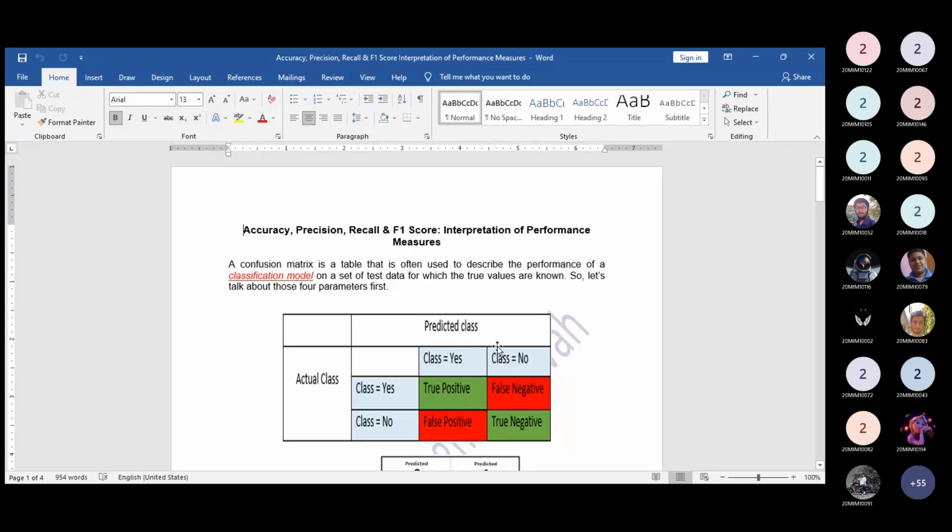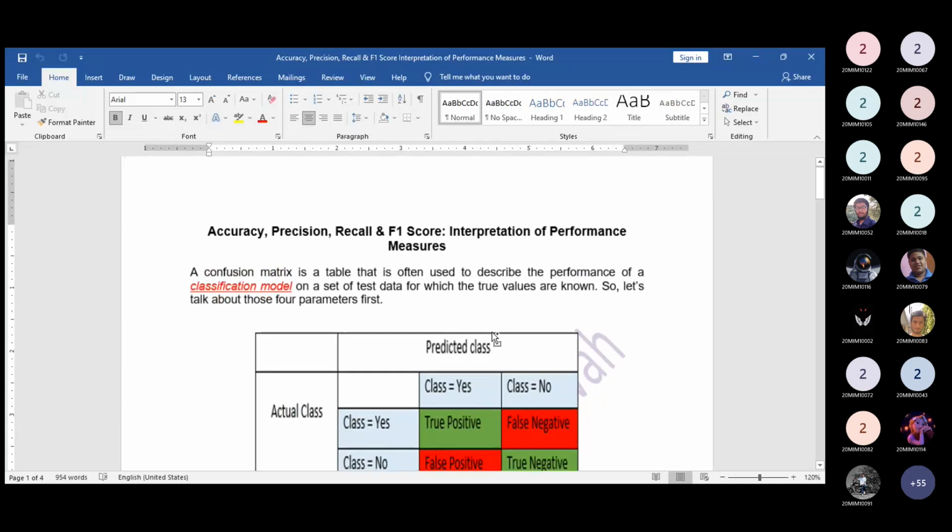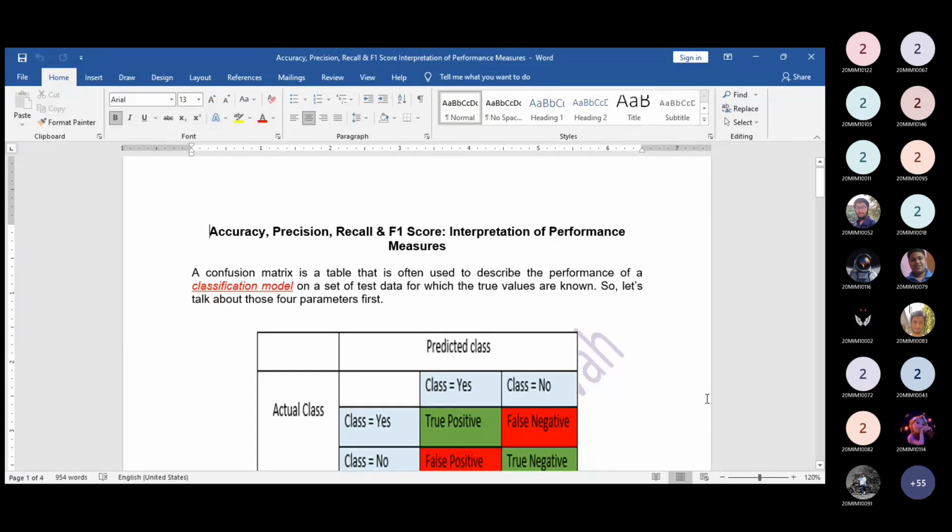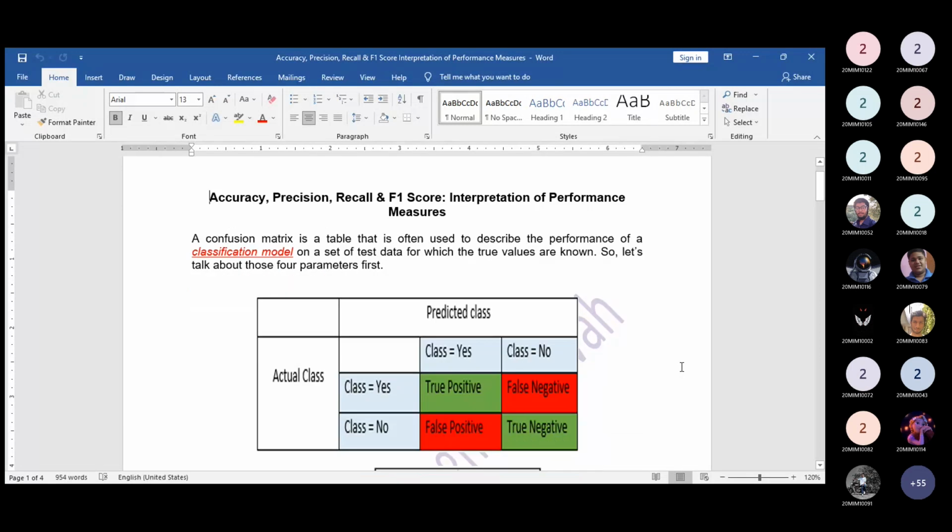As you can see over here, what is a confusion matrix? A confusion matrix is a tabular representation of data which contains four important points: true positive, true negative, false positive, false negative. The confusion matrix is used to measure the performance of a classification model. It doesn't matter which classification model we are using. It could be logistic regression or a support vector machine model. So far we have seen these two important models: the logistic regression model and the support vector machine.